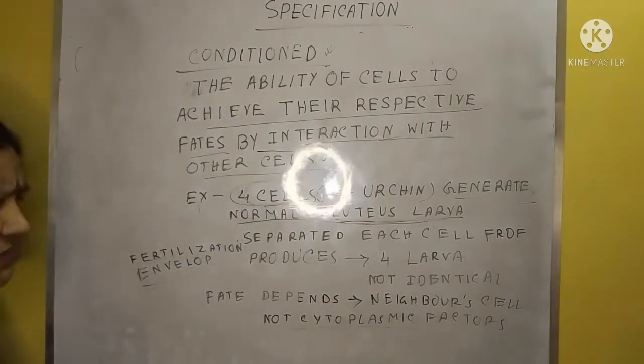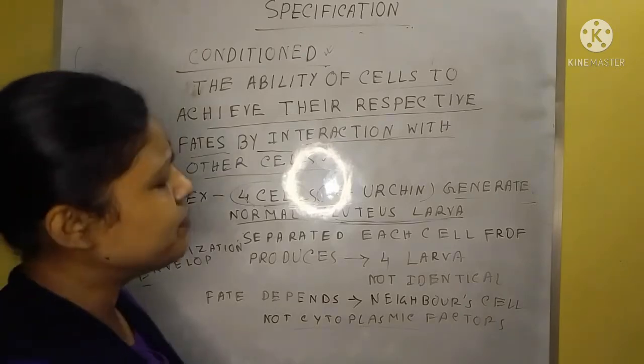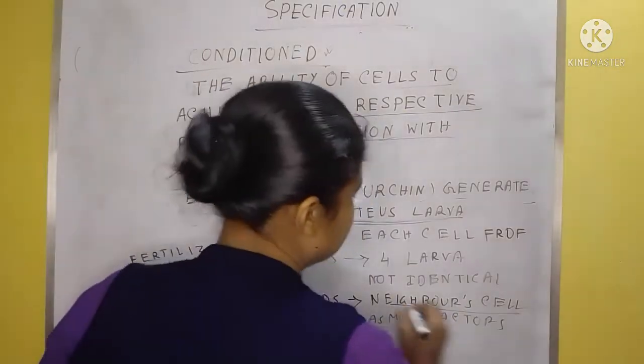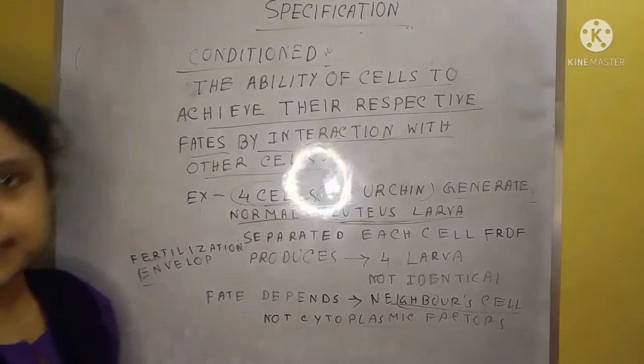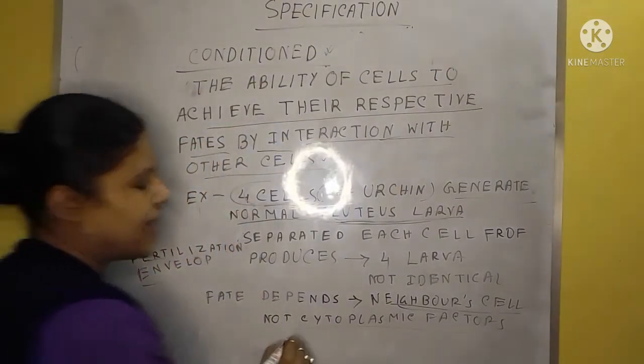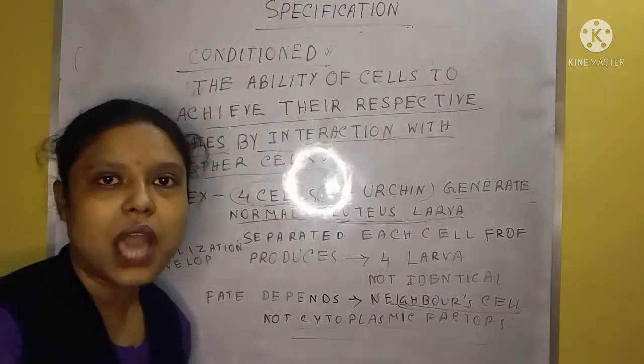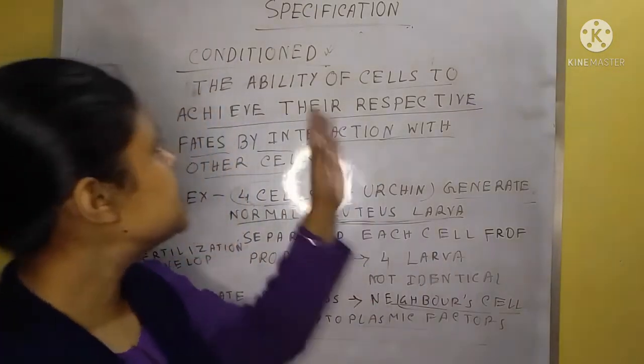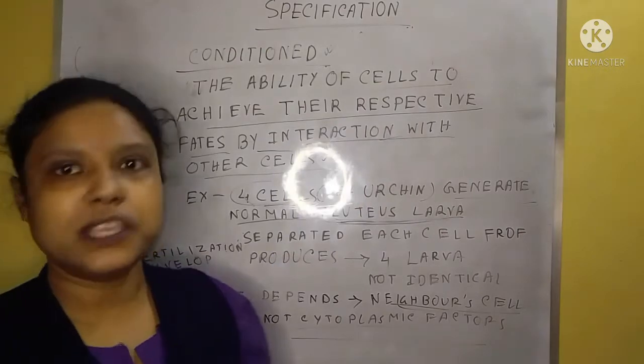So this occurred due to the presence of neighbor cells. That means neighbor cells trigger the particular cell to produce what kind of cells or tissues are needed. So this is the conditioned specification.